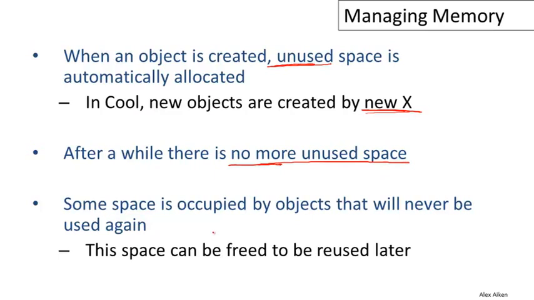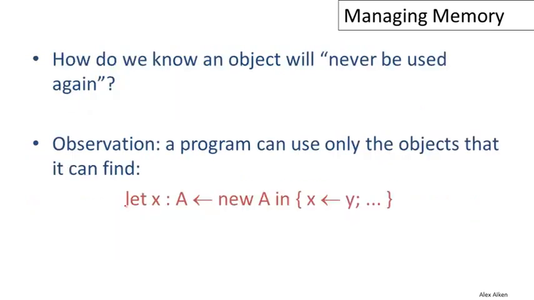The observation that garbage collection systems rely upon is that some of the space that's being used is probably occupied by objects that will never be used again. Some of these objects are not going to be referred to again by the program, and if we can figure out which objects those are, then we can deallocate them and reuse the space for new objects. So the big question is, how can we know that an object will never be used again? Most of the garbage collection techniques out there today rely on the following observation: a program can only use the objects that it can find.